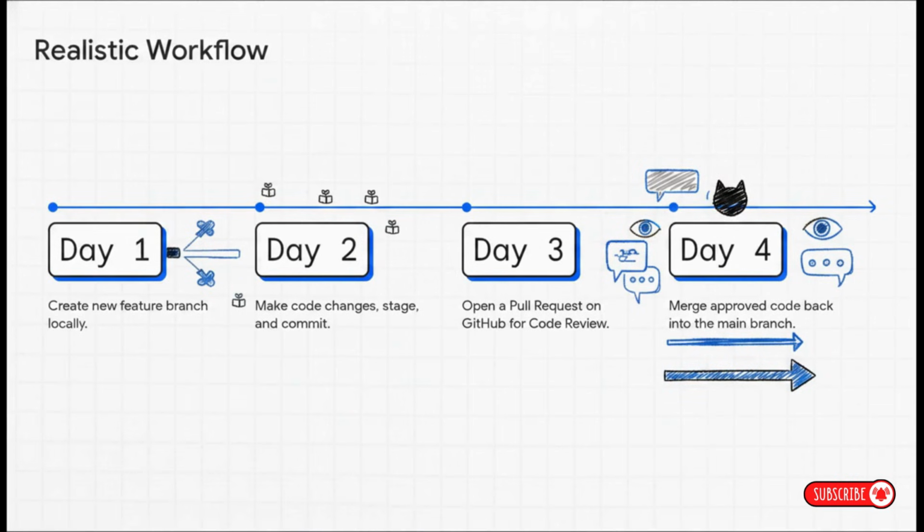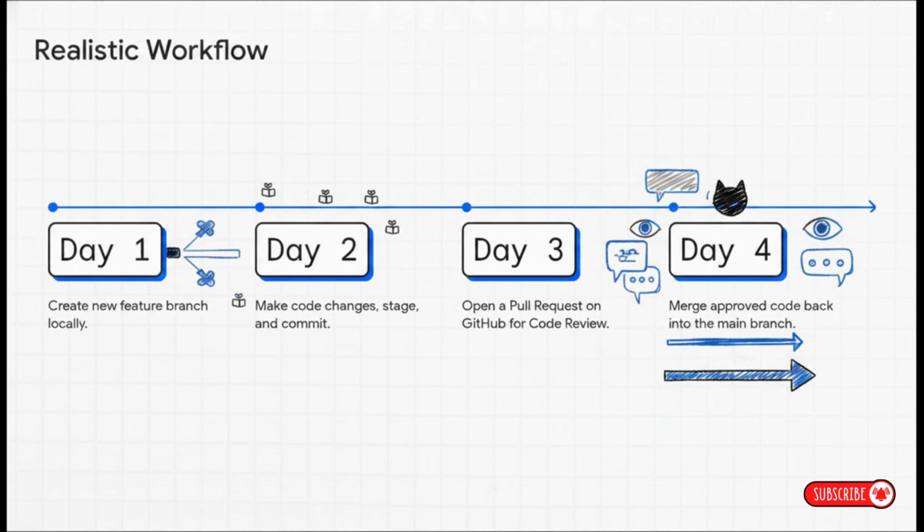This timeline right here visually represents a highly realistic developer workflow. Day 1, you create your branch. Day 2, you spend time making your code changes, staging, and committing. By day 3, you open a pull request, or PR, on GitHub. This is the spot where your senior developers will actually review your code. Finally, on day 4, only after the code is reviewed and approved do you merge it back into the main branch.